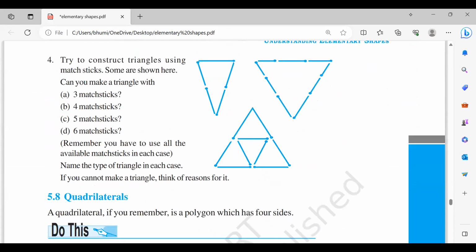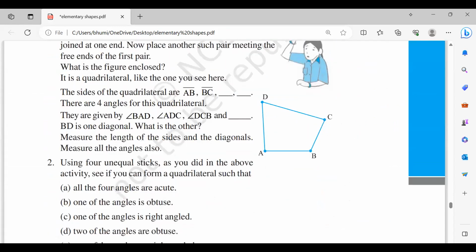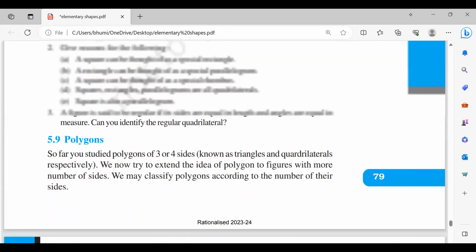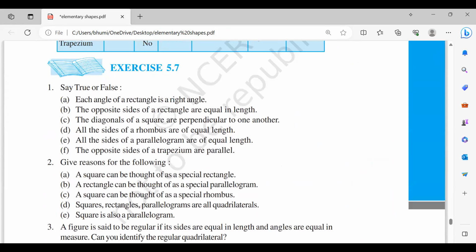Now you have to construct all these triangles. This is the practical question. Next exercise. State true or false. Each angle of a rectangle is a right angle. Yes. The opposite sides of a rectangle are equal in length. Yes. The diagonals of a square are perpendicular to one another. All the sides of a rhombus are of equal length. All the sides of a parallelogram are of equal length. The opposite sides of a trapezium are parallel.